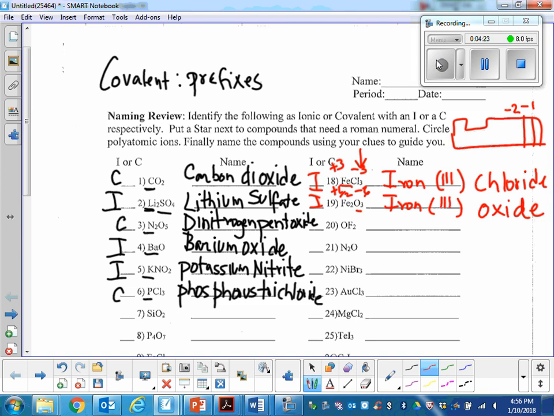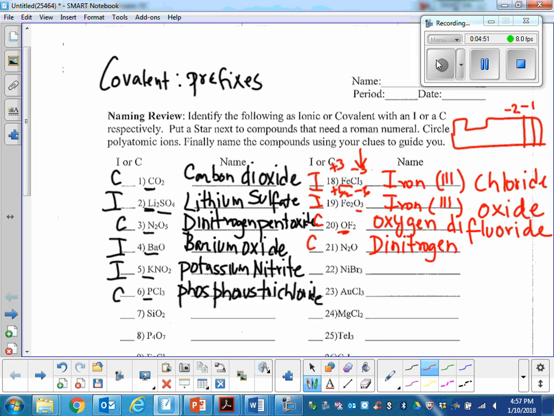oxide. If you go down to number 20, this is a covalent compound because it starts with a non-metal. Oxygen is a non-metal. So you just write the name of the first element, oxygen. Fluorine has a subscript 2, which is di, and it becomes fluoride. The next element is again a covalent compound. So you will have di, you will write nitrogen.